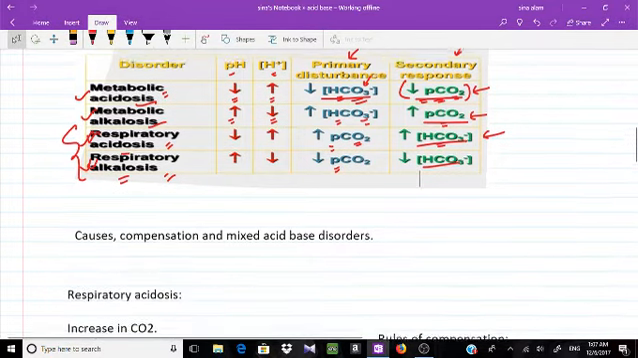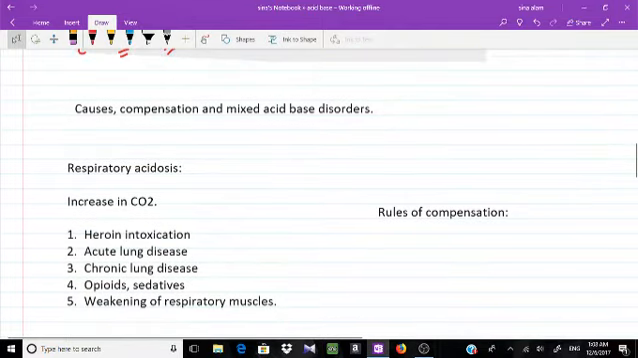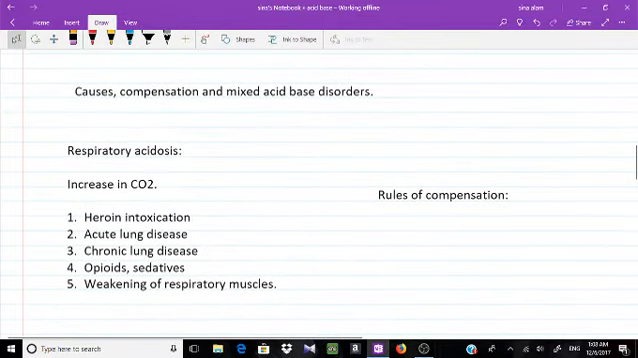So here we're going to describe some causes and some rules of compensation for the acid-base disorders, and when the body disobeys the rules of compensation, we suspect a mixed acid-base disorder.